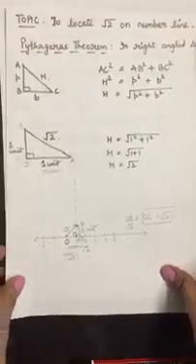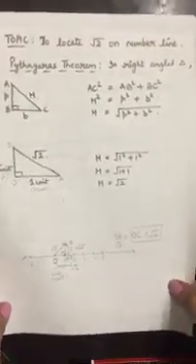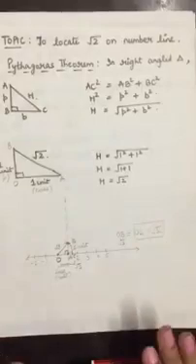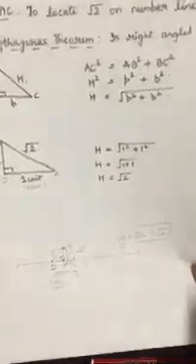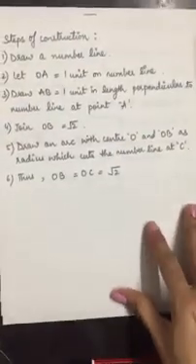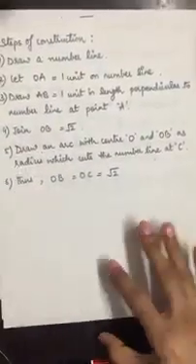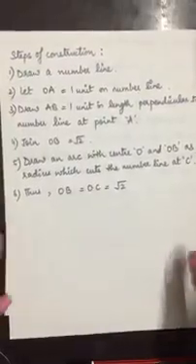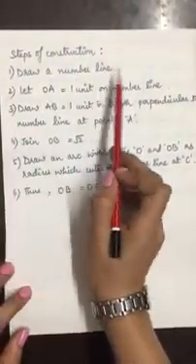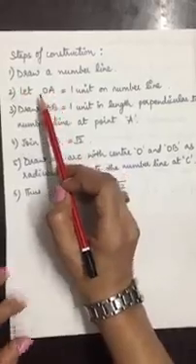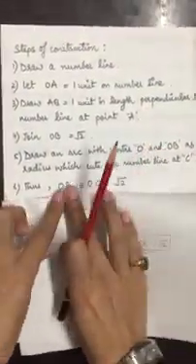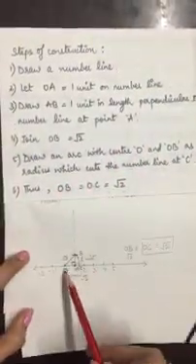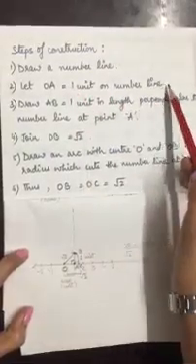I have written the steps of construction for this also. You can write them down afterwards. First, children, please go through this and do it yourself and then write this in your maths notebook. These are the steps of construction. First, draw a number line. Let OA be equal to 1 unit on the number line.